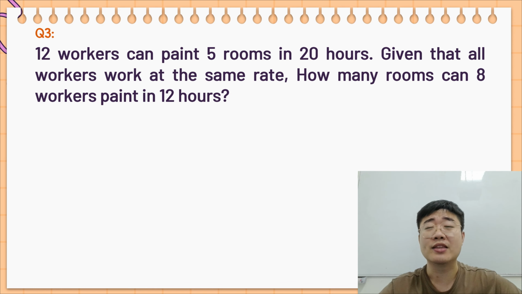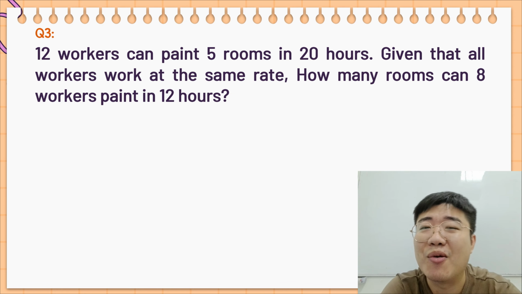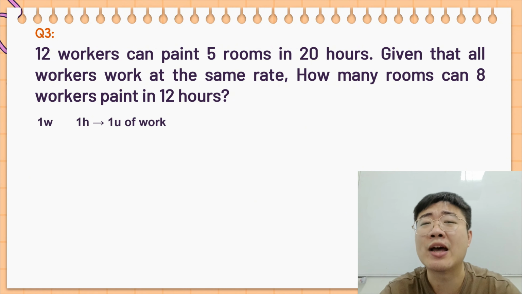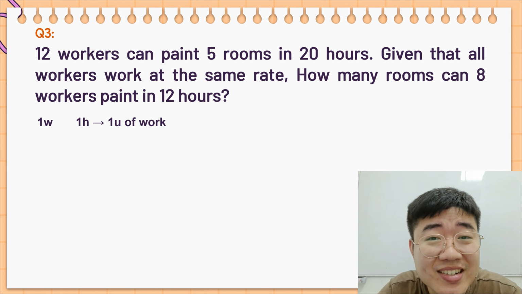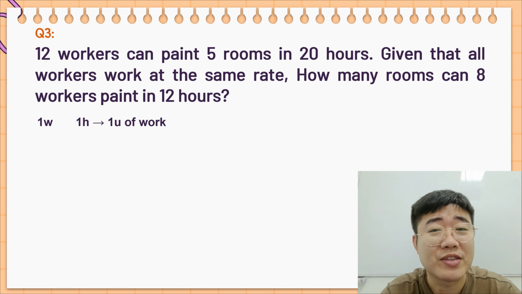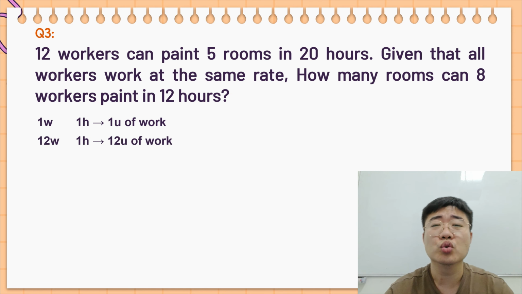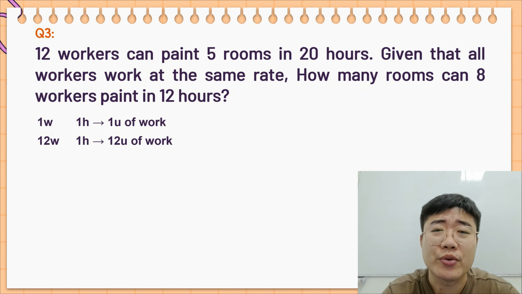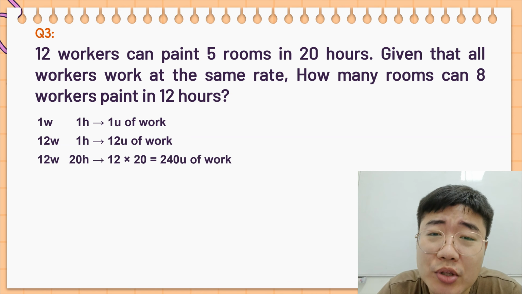So what we can do is assume the very basic, which will be 1 worker, 1 hour can do 1 unit of work. Now when this is the case, let's check the number that's given. If it's 12 workers 1 hour, how many units of work can they finish? Very good, everyone. Each of them does 1 unit. If it's 12 of them, they can finish 12 units. Now let's change the time into 20 hours. Every hour is 12U, so 20 hours will be 12 times 20. They can finish 240 units of work.